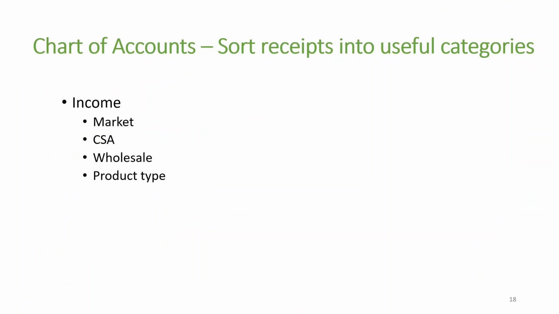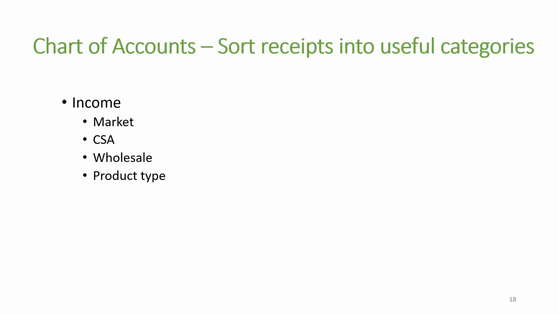And using those receipts and the different types of expenses and income that you have, you want to create a chart of accounts. The chart of accounts is the list of categories that will be present on your profit and loss statement. So the only two required categories are income and expenses. But within income and expenses, it's useful for your analysis to have subcategories.